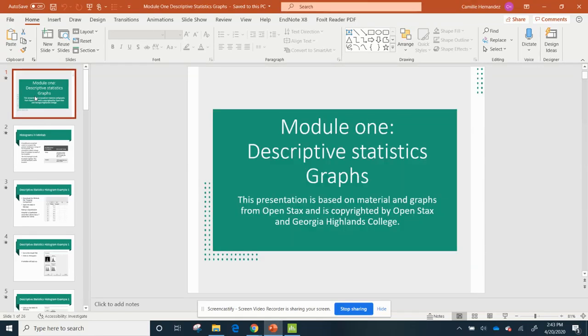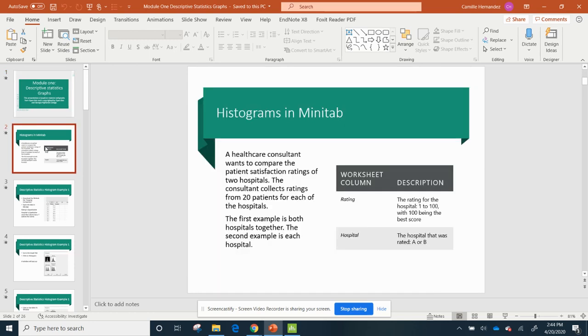So now I'm going to do descriptive statistics graphs. All right, and again, I have a PowerPoint for this. You can use it if you need it for an option. Again, I find a video easier so I can talk through it more. All right, again, I have my hospital data. So again, it's in the data set part for module 1. You can find it there.